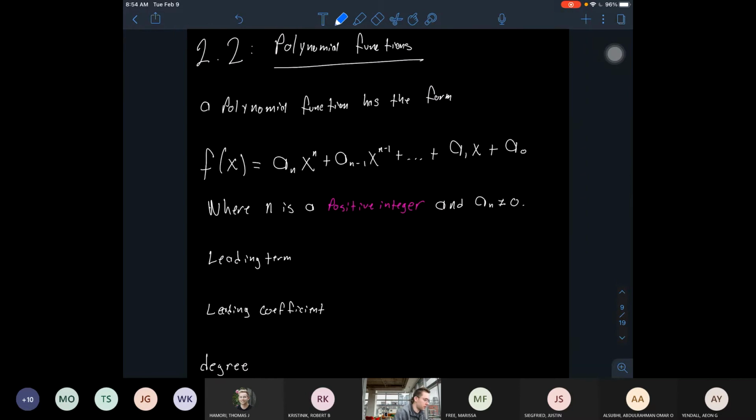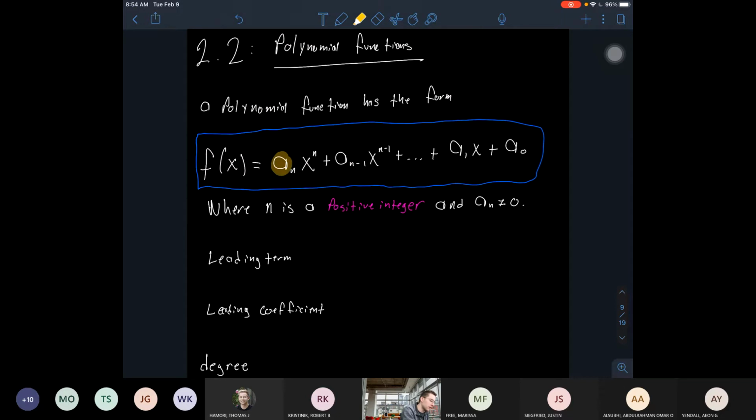Okay, so a polynomial function has this form in this blue box here. Okay, so let me explain what all of that is, because it looks kind of monstrous. Okay, each of these a_n's here are just numbers. a_n and a_(n-1) and a_1 and a_0 are just numbers, okay?